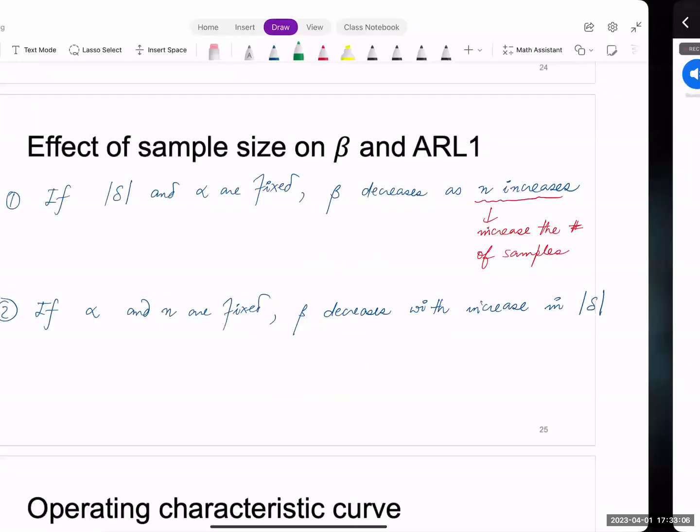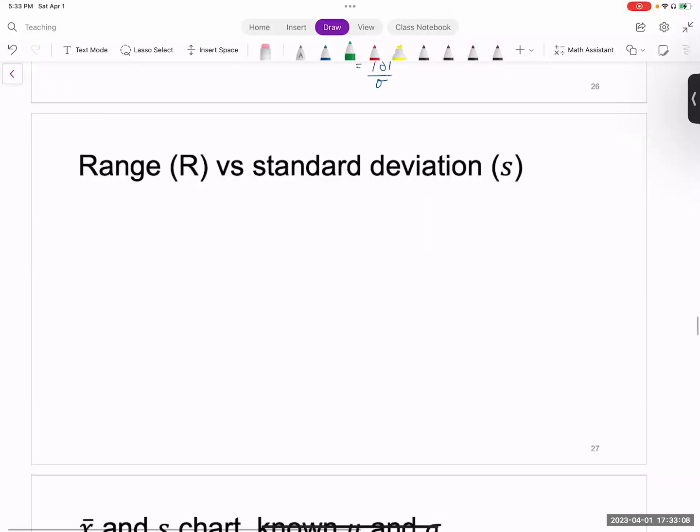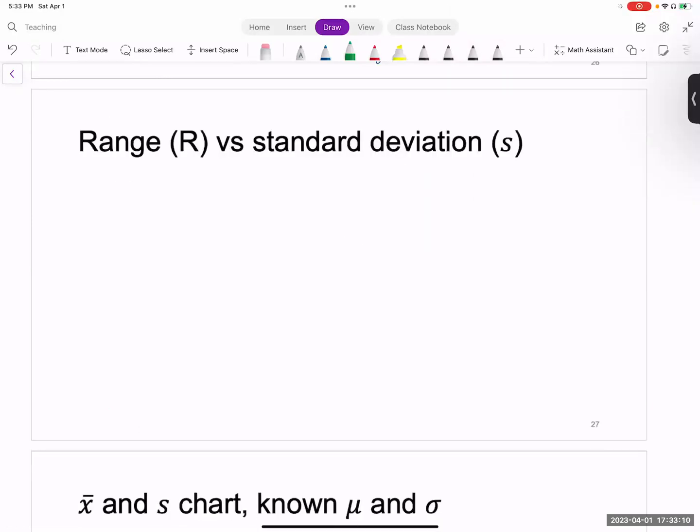All right, welcome back, class. Let's continue our discussion on control charts. And today we'll talk about another type of control chart called the X bar and S control chart. Previously, we have talked about the X bar and R control chart.